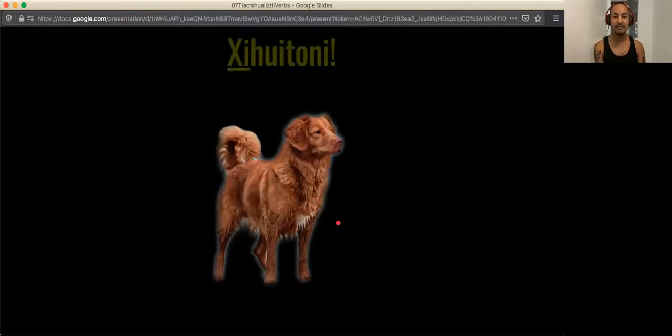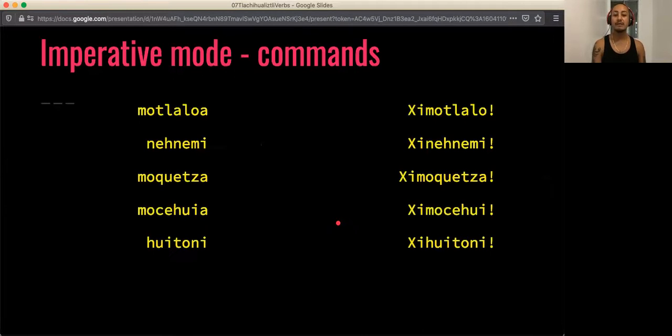Tell the dog to jump. Chichi, shiwitoni. Quali. Chichi, shiwitoni. Quali. Okay. So if you notice, on the left side I have the verbs in their regular form, and on the right side I have the form of giving that verb as a command.